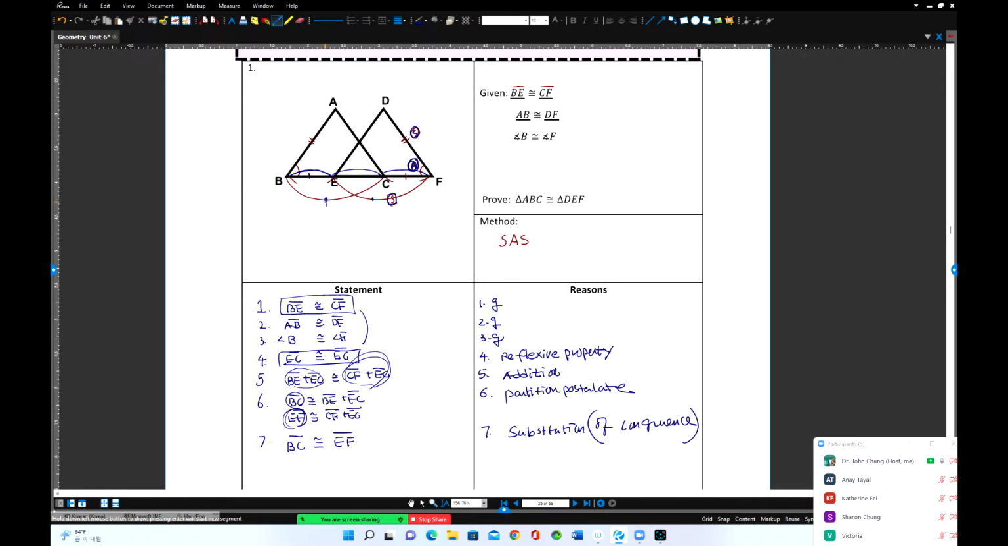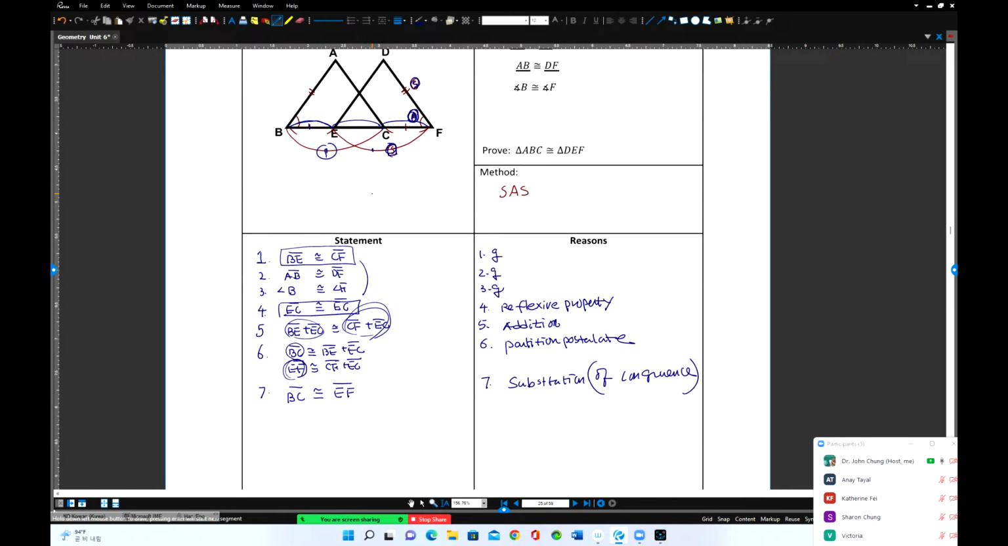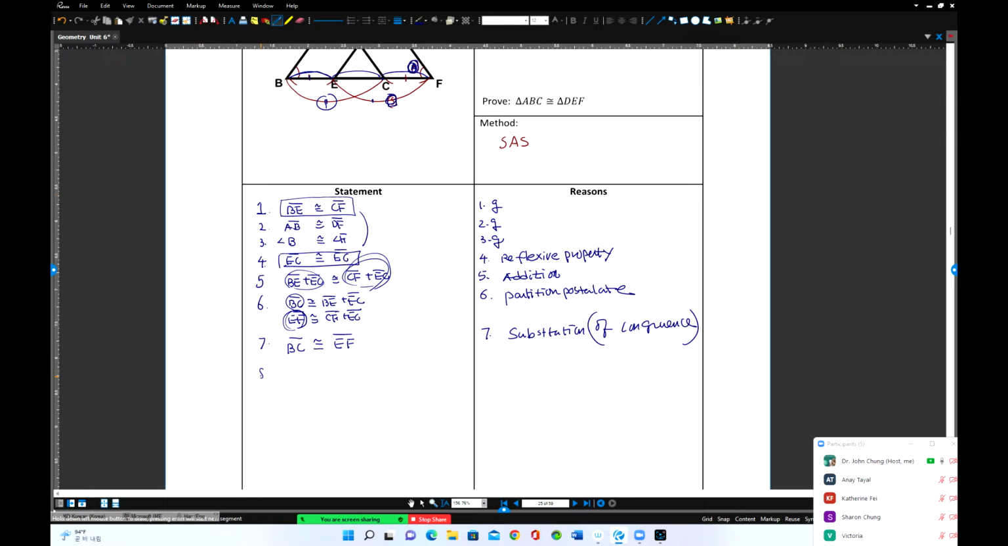Now you got the ones. Now this is done, right? So side, angle, side, side, angle, side. Now we can say now triangle ABC congruent triangle DEF. We all got the reason, it was side, angle, side. Okay?